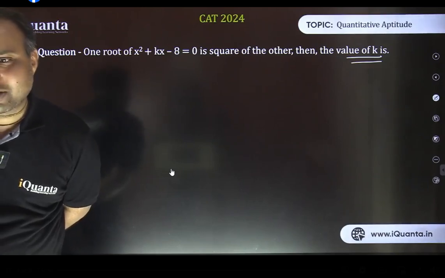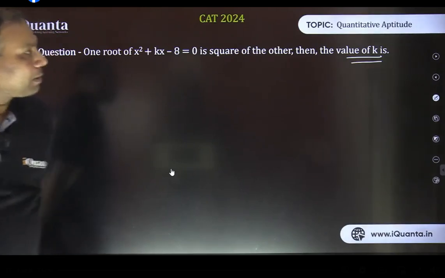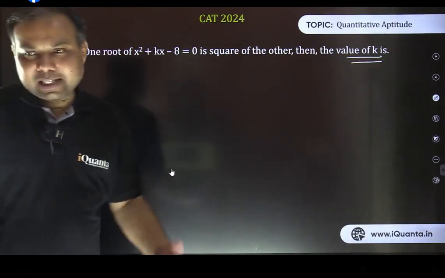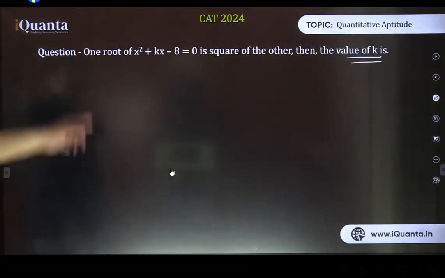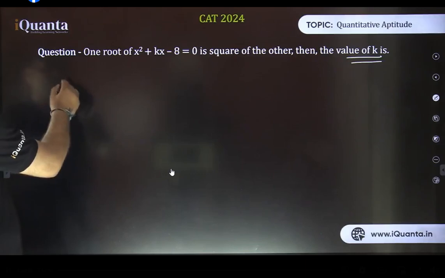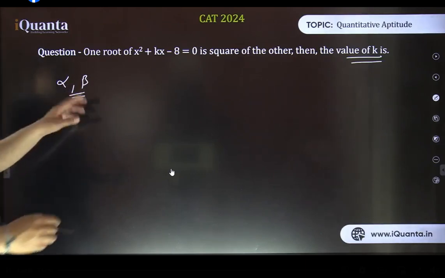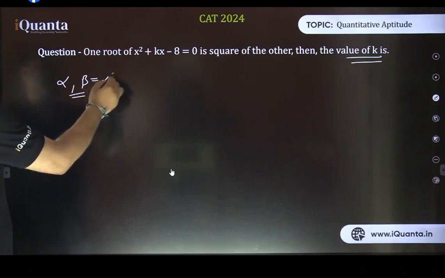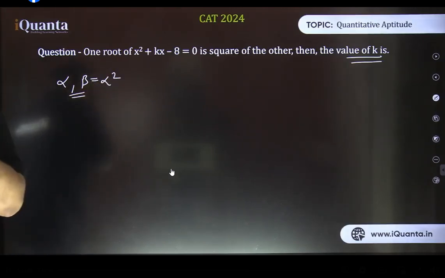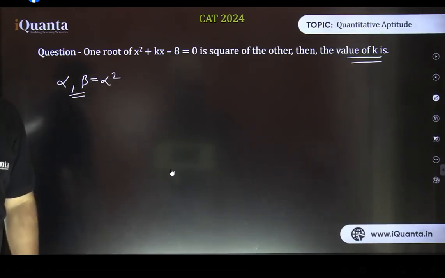−2 and 4 are the roots. That's fine, Shantanu. Good. That's a good observation. The question is you have to find the value of k. Okay, let's see how we can do it. See, one thing is that it is given one root is the square of the other. So we know the 2 roots are alpha and beta. So if one root is alpha, then beta is alpha squared. That is the given part here.